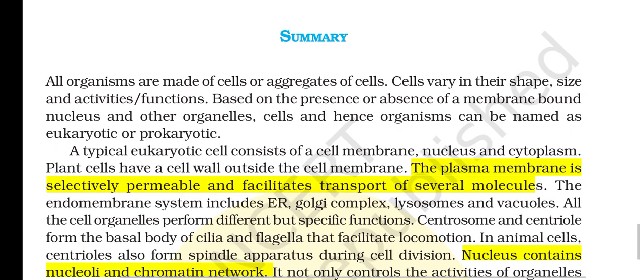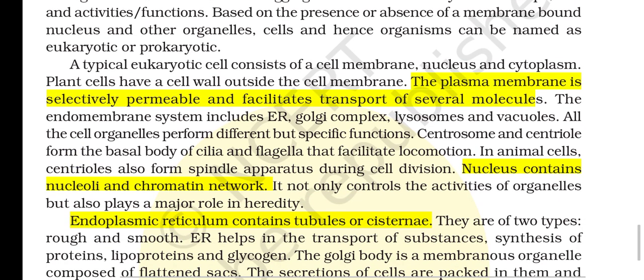Summary: all organisms are made of cells or aggregates of cells. Cells vary in their shape, size, and activities, functions. Based on the presence or absence of a membrane-bound nucleus and other organelles, cells and hence organisms can be named as eukaryotic or prokaryotic. A typical eukaryotic cell consists of a cell membrane, nucleus, and cytoplasm. Plant cells have a cell wall outside the cell membrane. The plasma membrane is selectively permeable and facilitates transport of several molecules.